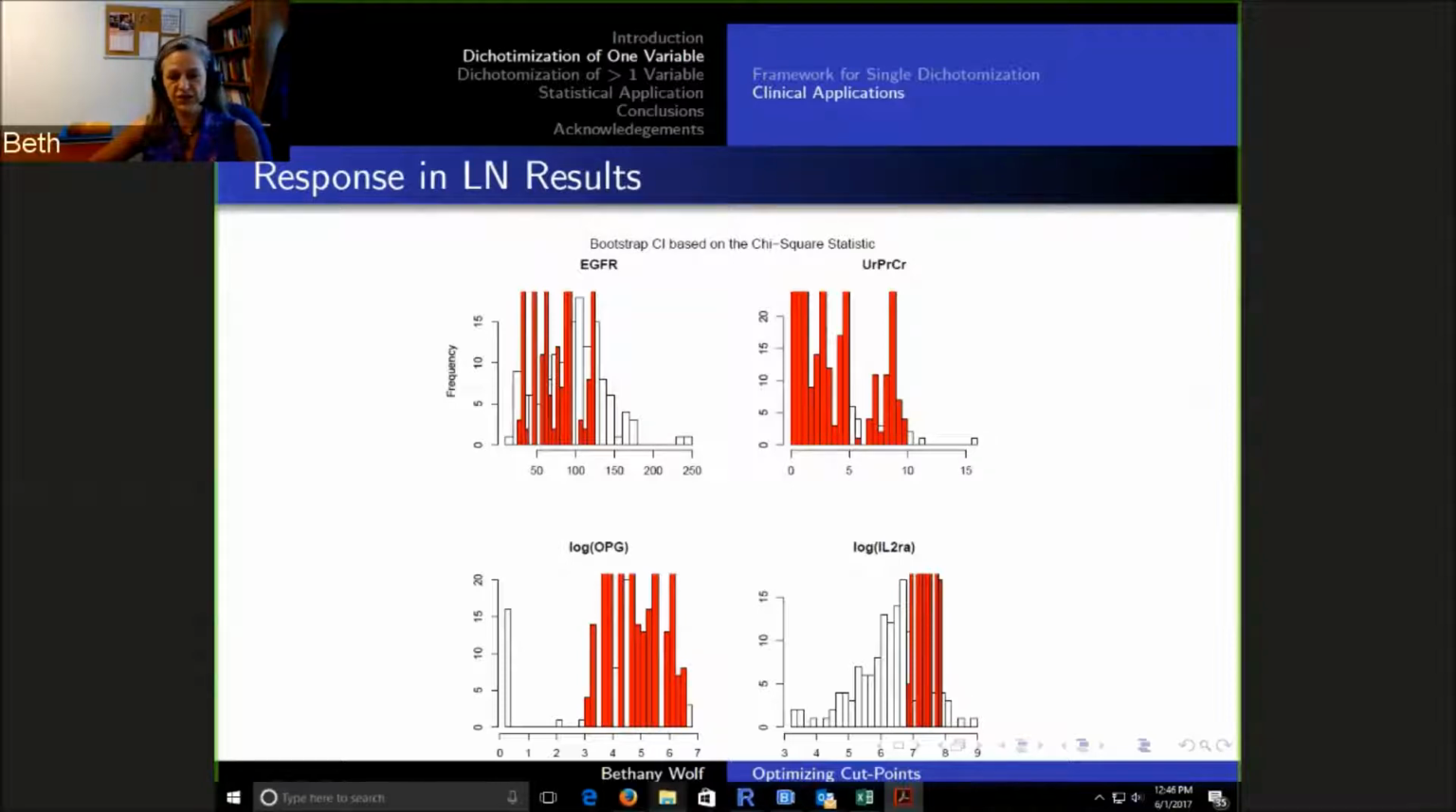So as eGFR increases, I'm seeing increasing likelihood that you're a responder. Same with the urine protein to creatinine ratio, same kind of thing. And same with OPG. Again, the only one that might be able to discriminate would be interleukin-2 receptor alpha. And so, unlike the Bioprotect trial, there seems to be a bit clearer picture here that a lot of these really shouldn't be cut. You shouldn't have cut points.